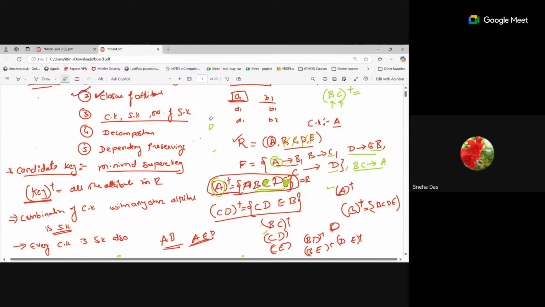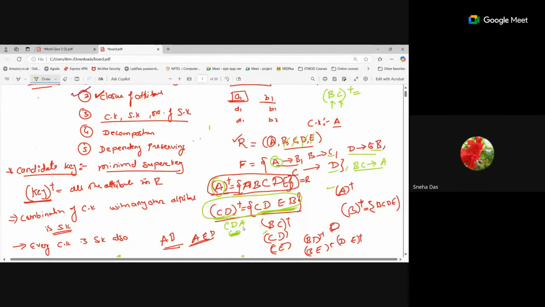If it is CD, then we have to take the combination of D also with others. So for example, you need to take the combination of CD with A, CD with B, because every attribute is there. Only A is not present, right?